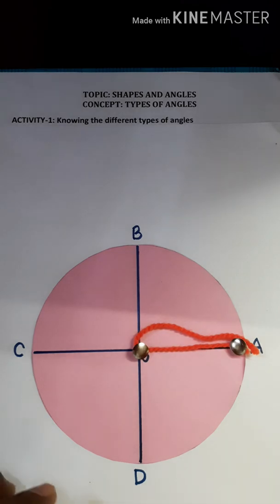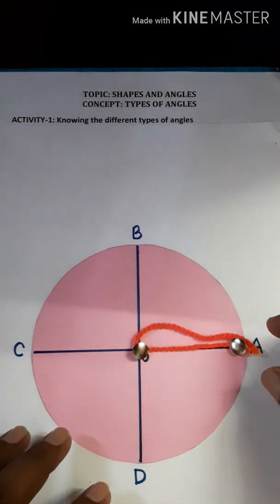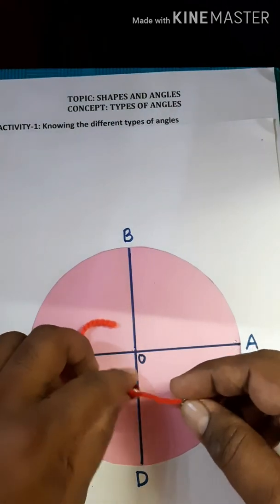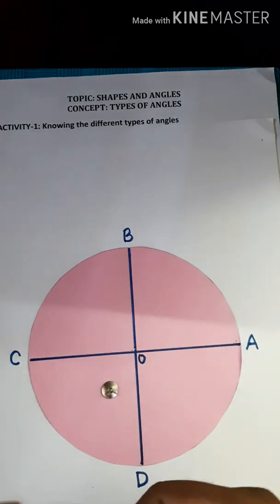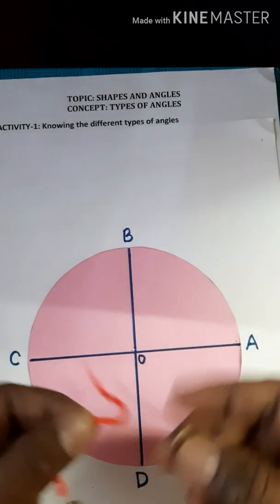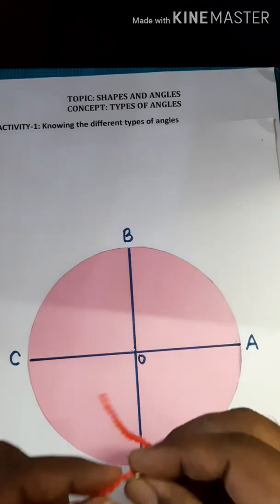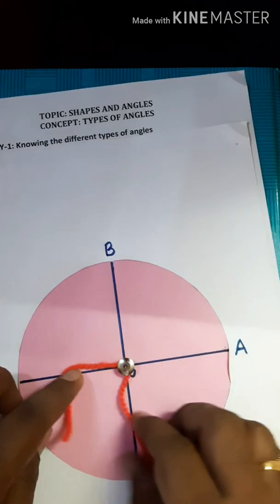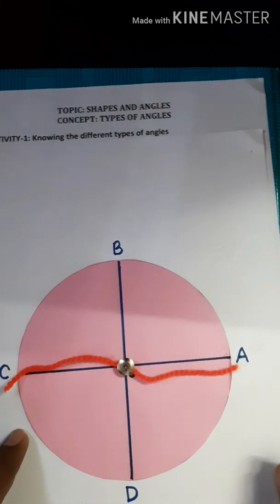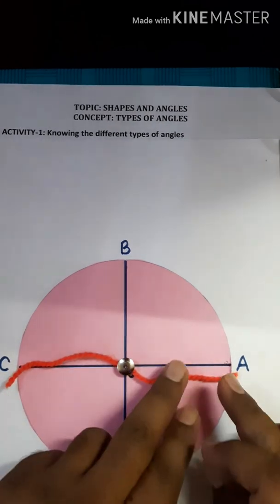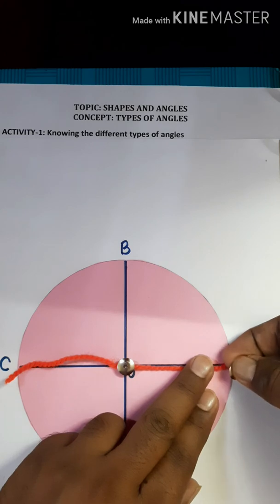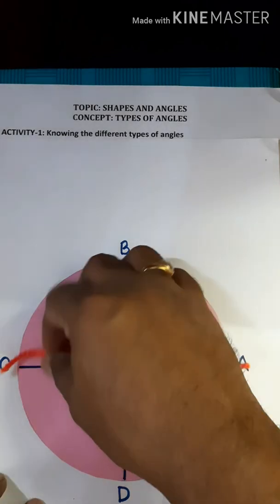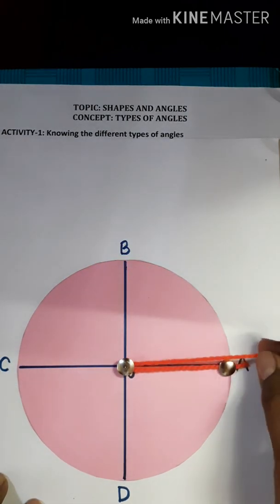Now here, let us know how we can find different types of angles. You can see here, I have taken 2 pins. What I am doing is, I'll take a thread, fold it exactly into half, and here I will press this way. Now here what you can do is, at A again press another pin. Now this thread is free to move.